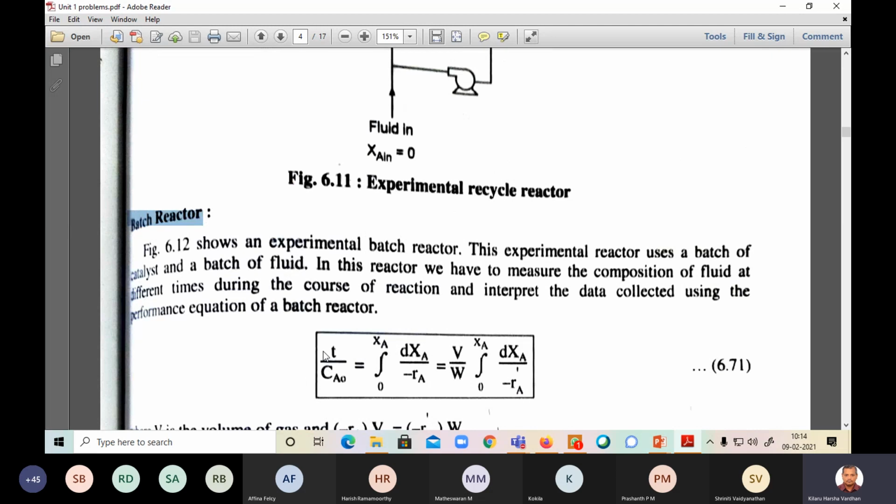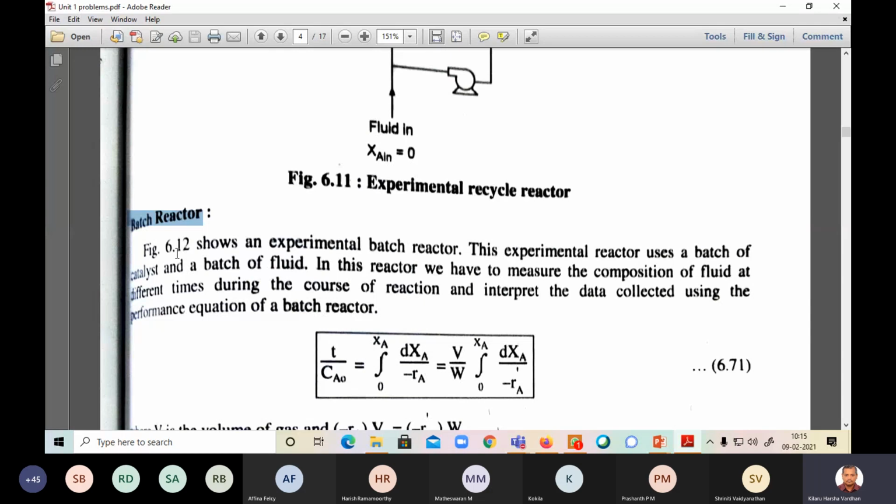So the last reactor in this is the batch reactor. Again, the batch reactor expression is nothing but the plug flow reactor expression. t by CA naught, where t is the time of reaction, equals the integral from 0 to XA of dXA by minus RA. But here, instead of RA, we can use RA dash, and put V by W also. V is the volume, W is the weight of the catalyst, right? So we can use this expression.